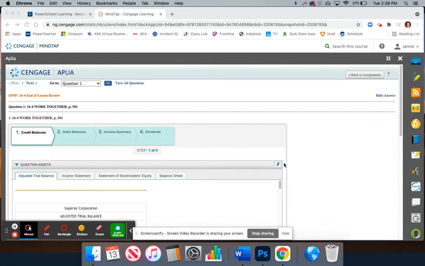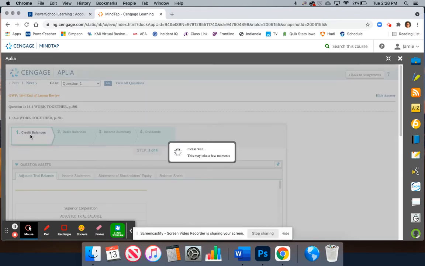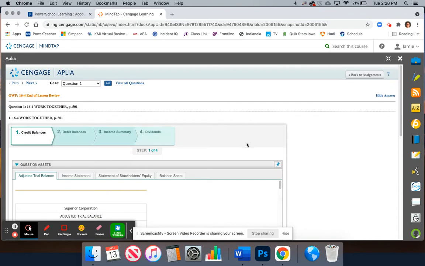Section 16-4 work together, we are going to do the 4 closing entries. So each step is one of our 4 closing entries. Closing entry number 1 is closing out the credit balances from our income statement.